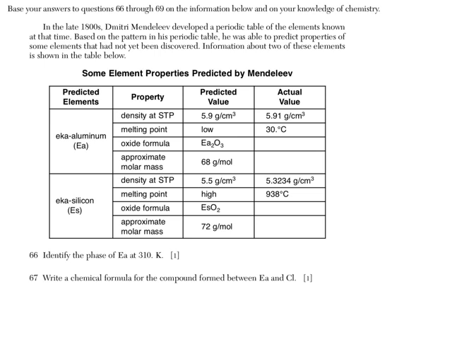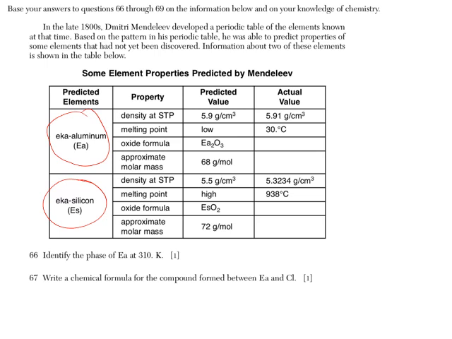So he had these things he called eka-aluminum and eka-silicon. These kind of pseudo elements that you didn't really know what they were yet. We now know them by different names. It doesn't give us what that name is though. It does give us some information that he predicted and then what the actual value is now that we know what these elements are. Question 66 says identify the phase of EA, eka-aluminum, at 310 Kelvin.